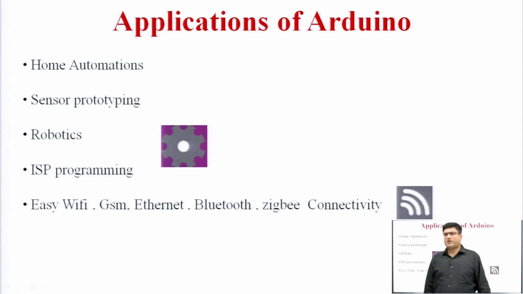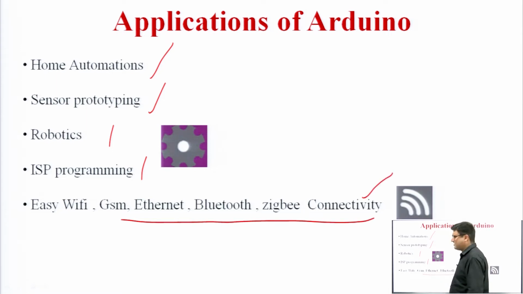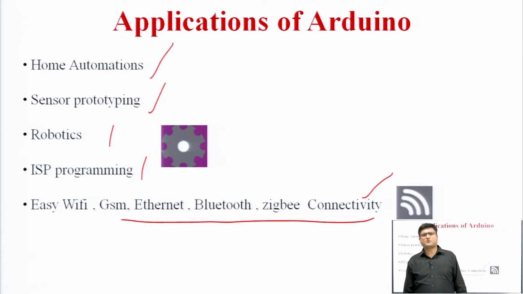So, what are the applications of Arduino? There are various types of applications. Home automation we can use, sensor prototyping, robotics we can use, ISP programming we can use, easy Wi-Fi, Ethernet, Bluetooth, Zigbee connectivity. So, various types of projects we can do, for smart home, smart lighting, smart street lights, smart city. We can use the Arduino microcontroller.